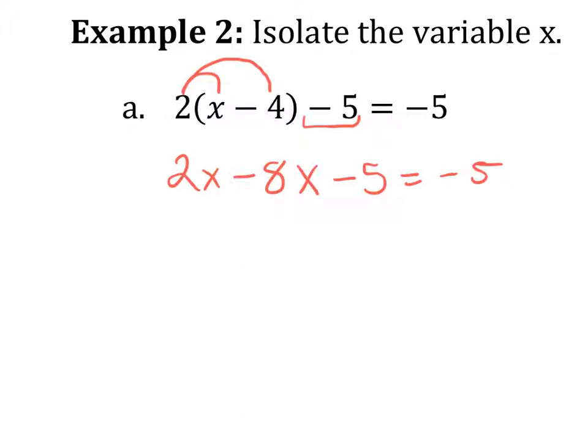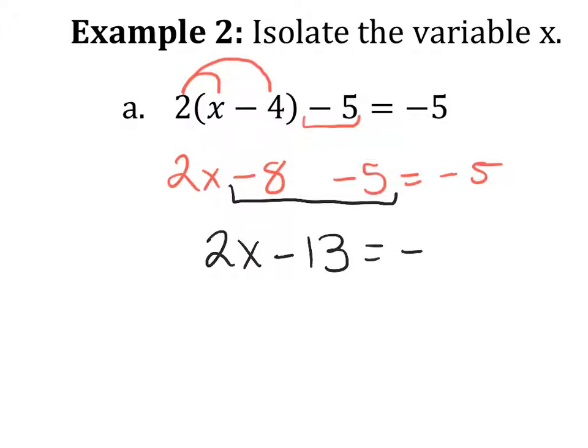Sorry, I was talking and writing at the same time. 2x minus 8 minus 5. Then we have our minus 8 and our minus 5 there. Those are like terms that we can combine. So we'll have 2x minus 13 equals negative 5.